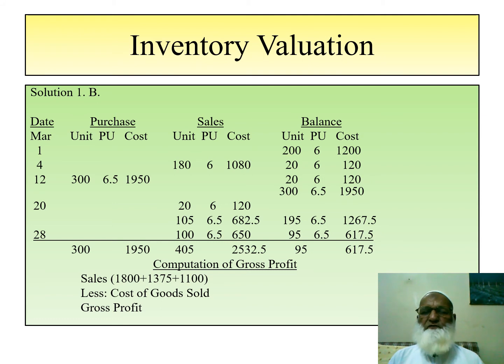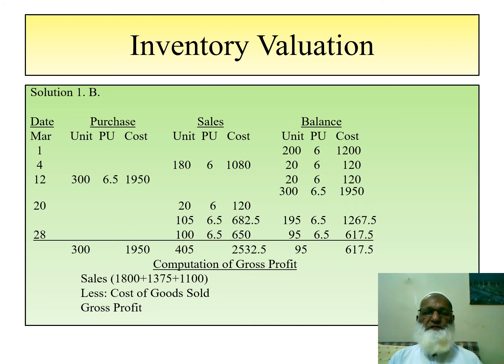On 28th, we sold 100 units out of 195, and the cost of the sale is 650, and the remaining balance with us is 95 units still at 6.5, and the total cost of the ending inventory is 617.5. So the balances are given over here.